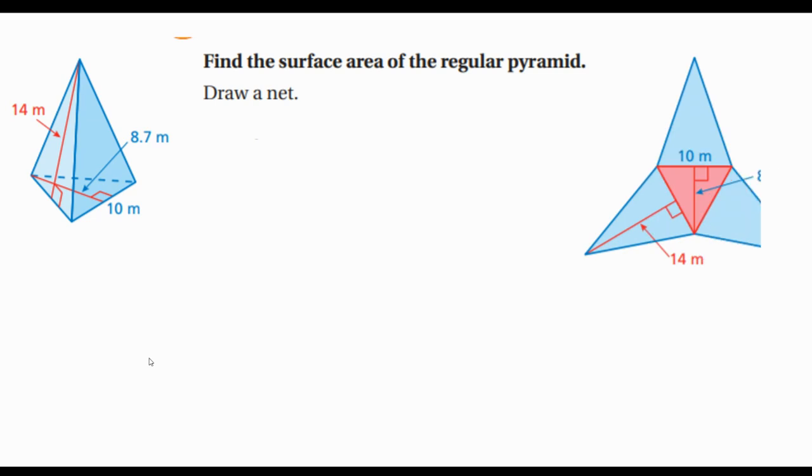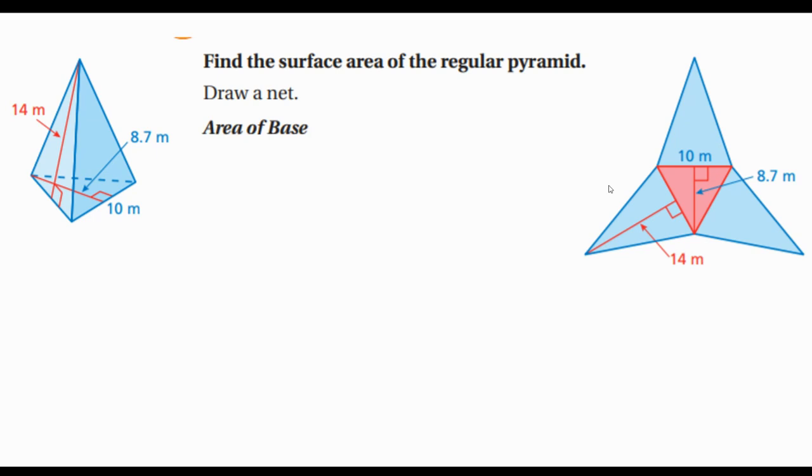So this one's all drawn, all set to go. And our base there, you can see, has a base length of 10 meters and a height of 8 7/10 meters. And then our lateral face here on the left, and as with all three of the ones in the blue, will have a height of 14 meters and a base of 10 meters. So we need to find areas individually.